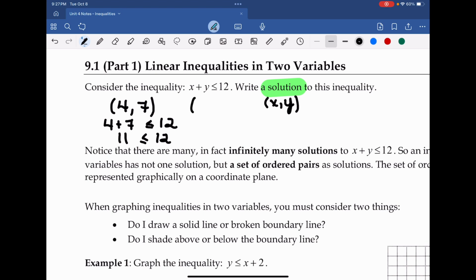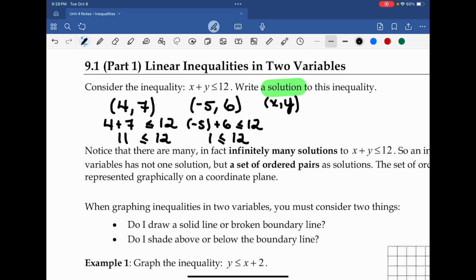Maybe I put together a negative integer like negative 5, and maybe I put together positive 6. All right, well, if I write this as negative 5 plus the 6 value is less than or equal to 12, negative 5 plus 6, this is 1, which is less than or equal to 12. Yeah, that also works. So there is another solution.